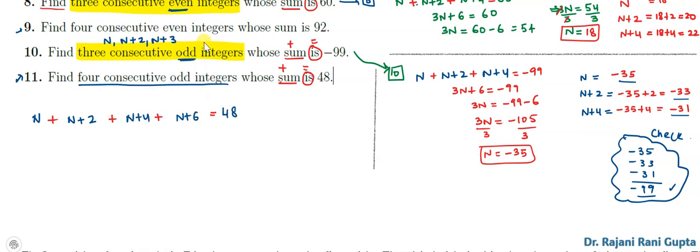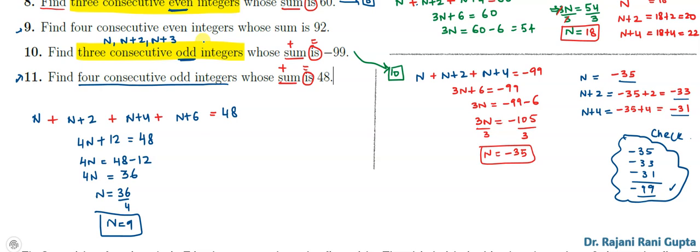So adding them, how many times is n there? 4n plus 6 plus 4, 10, plus 2, 12, is equal to 48. 4n is equal to 48 minus 12, giving you 36. So n is equal to 36 over 4. N is 9. Not done yet. So the answer is n, n plus 2, n plus 4, n plus 6.